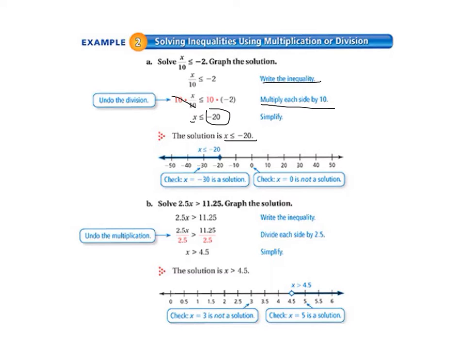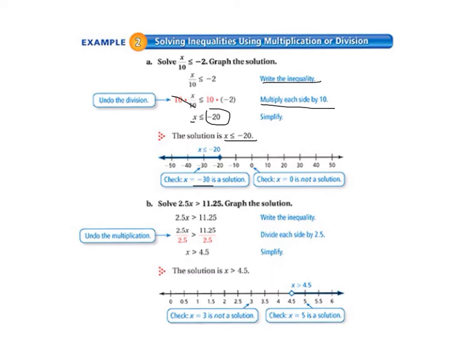And we need to remember that we can always check our solution by using an x in our solution set to see if it works. So if we plugged in an x like negative 30, we would see that that works. So negative 30 is less than or equal to negative 20, and 0 is not less than or equal to negative 20. So our solution works.